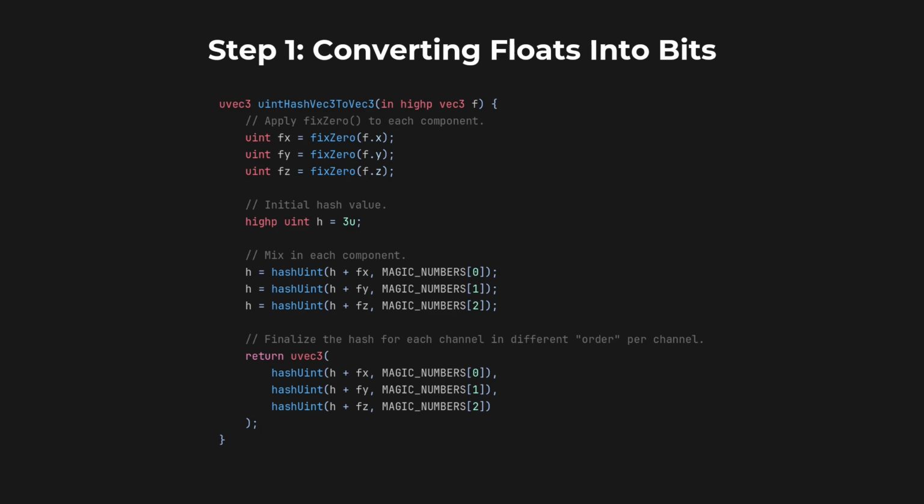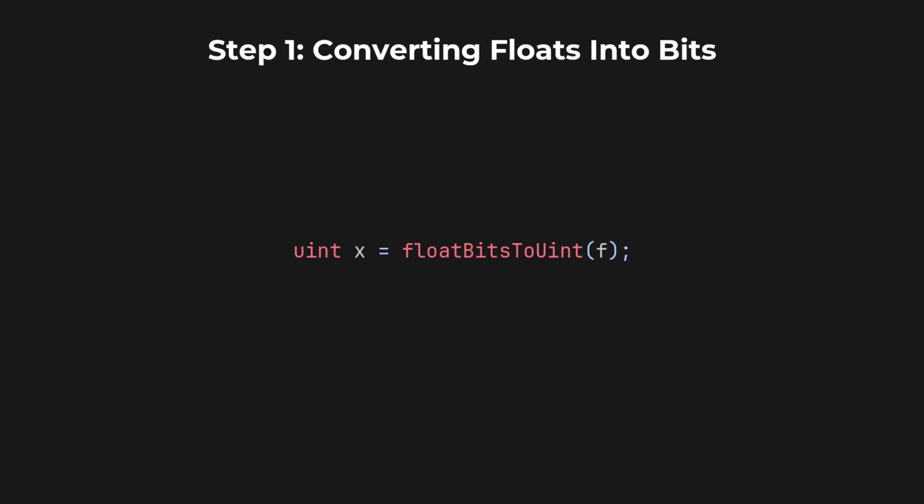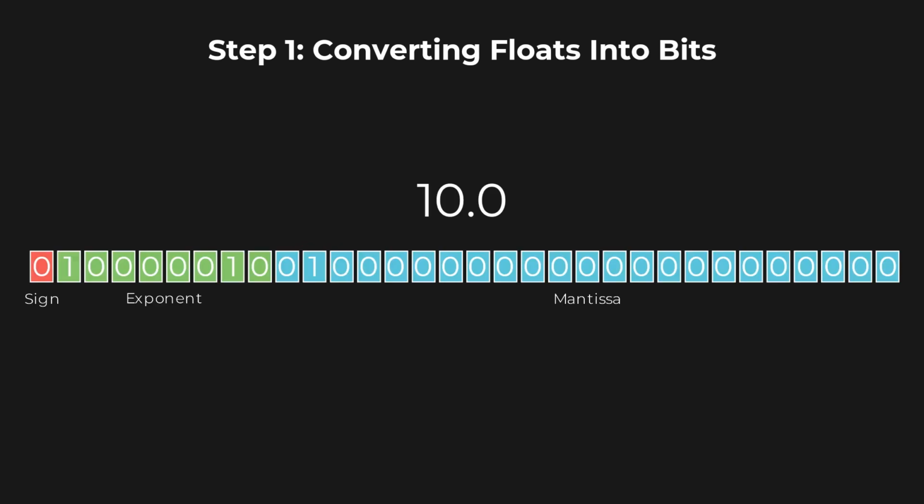For this example, the hash takes a vector 3 input and produces a vector 3 output. We convert the float inputs into bits using float bits to uint. To understand what's happening, let's briefly review how floating point numbers are stored in memory. A float has 3 parts: Sine, 1 bit, indicates if the number is positive or negative. Exponent, 8 bits, controls the magnitude or scale, and is stored with a bias of 127. Mantissa, 23 bits, contains the fractional digits of the number.